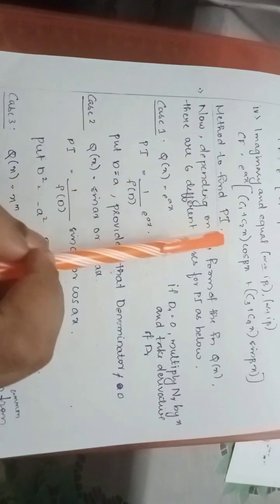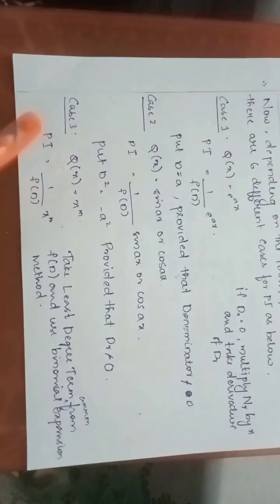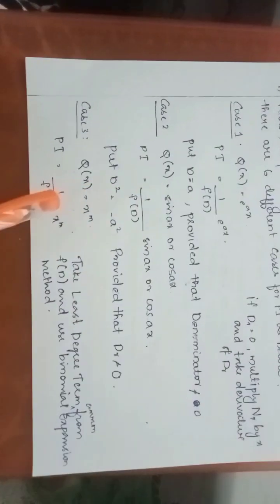Now the method to find the particular integral, and depending on the form of the function q of x, there are 6 different cases, out of which the first 3 cases are very important, that is the exponential case, the sine and cos, that is trigonometric, and the algebraic case. We will look at them one by one.